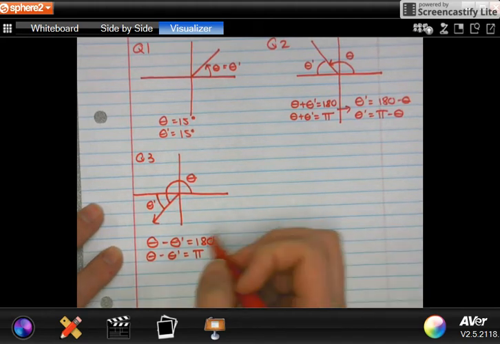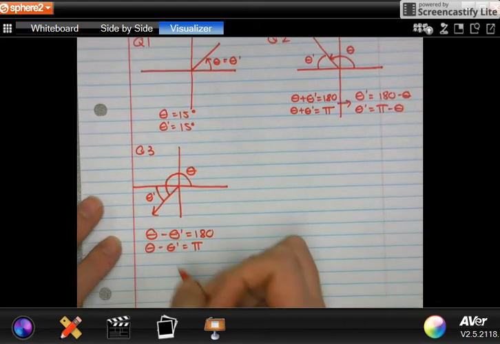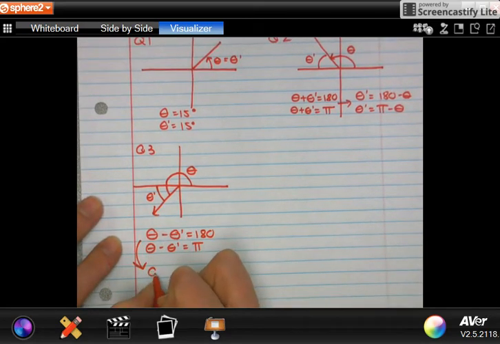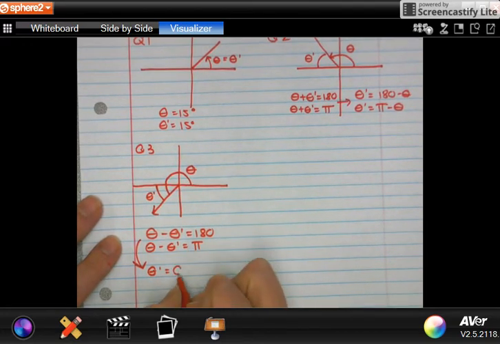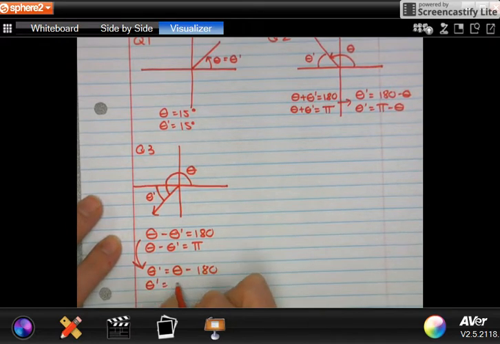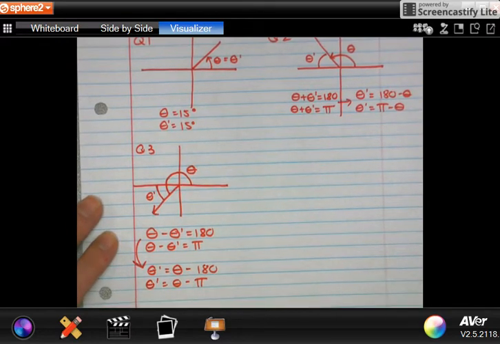Again, I can use this idea to solve for the reference angle. Using these formulas, I know that the reference angle would be theta minus 180, or theta minus pi.